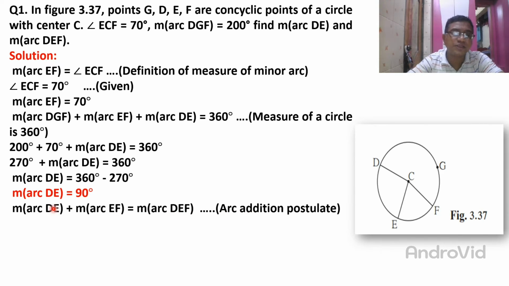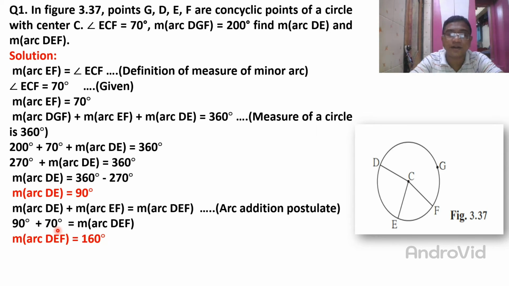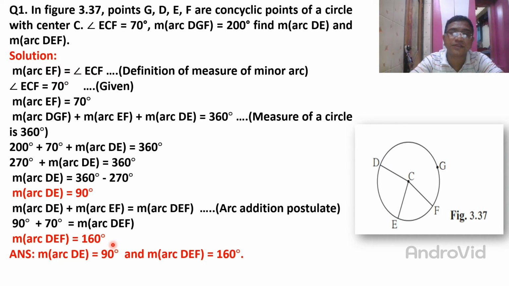DE is equal to 90 degrees, as we just found, and EF is equal to 70 degrees. Substitute these values here. So major arc DE is 90 degrees and major arc EF is 70 degrees. 90 degrees plus 70 degrees gives 160 degrees. So major arc DEF is equal to 160 degrees. In such a way you get this.